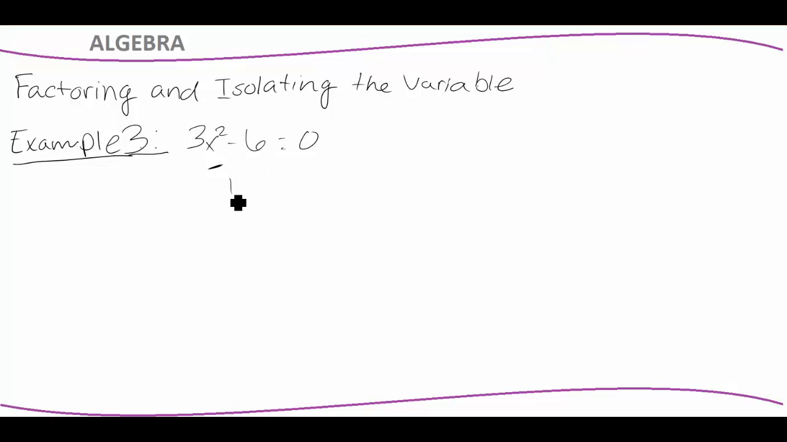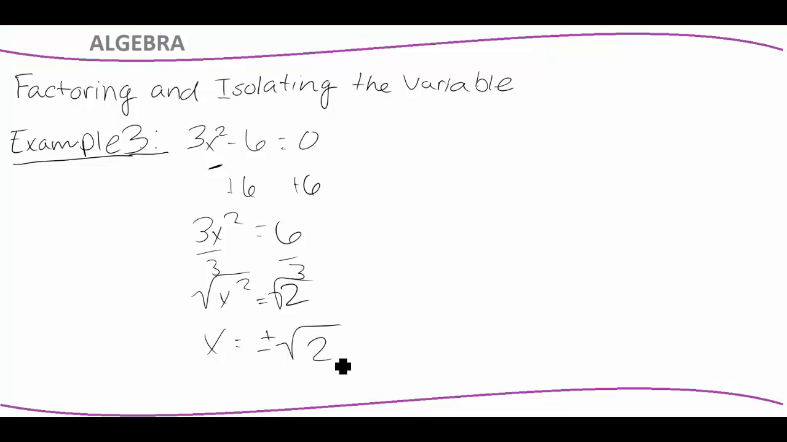So we're going to add 6 to both sides, and we're going to get 3x squared equals 6. And then we're going to divide both sides by 3. We're going to get x squared equals 2. And now to undo a square, we have to take the square root. So we're going to square root both sides, and we're going to get x equals plus or minus the square root of 2.